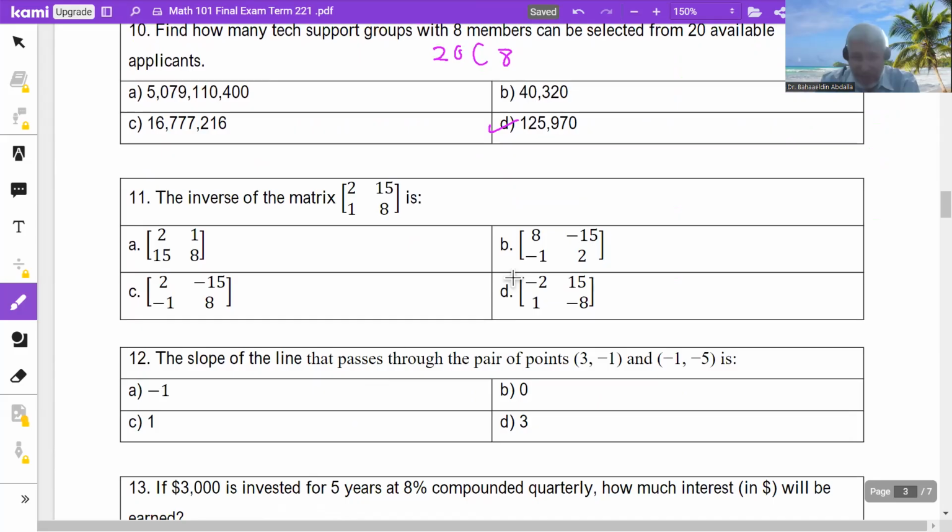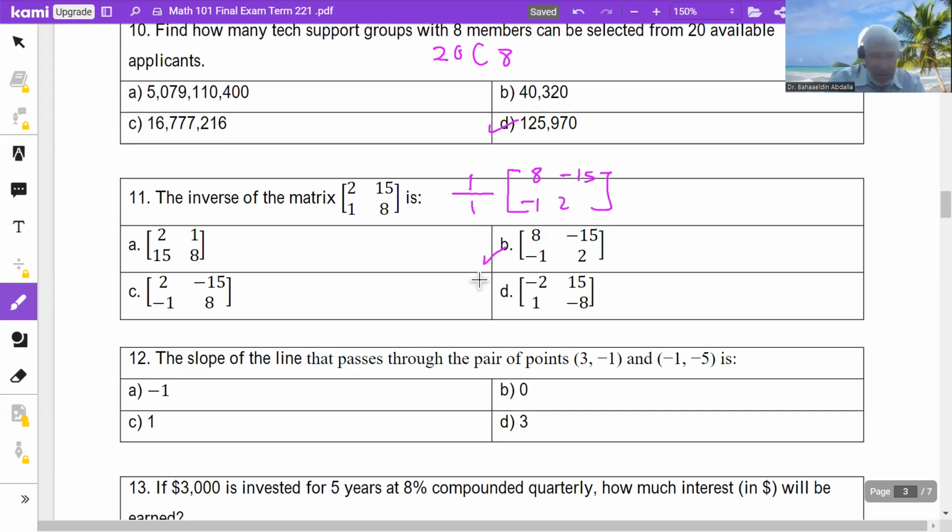What is the inverse of this matrix? Well, the inverse is 1 over the determinant of the matrix, or 2 times 8 minus 15 times 1. 2 times 8, 16 minus 15, that's 1. And then what do we do? 2 and 8, we change their positions without changing the signs. 15 and 1, we keep their positions, but we change their signs. That's how we find the inverse matrix. So the correct answer is B. Of course, 1 over 1 is just 1. It doesn't affect the matrix.